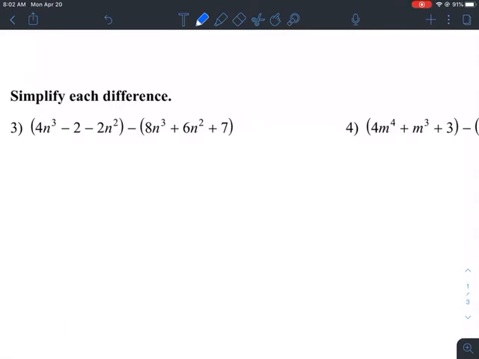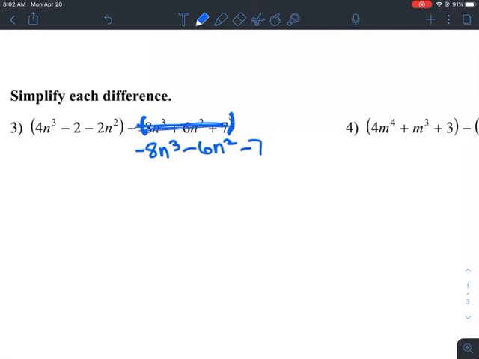With subtracting, the main difference is you have to do something called distributing the negative. It's very similar to the distributive property when you have a number outside parentheses and you have to make sure you multiply everything by it. So in this case, I have to make sure that everything in here is subtracted. So anything inside this second set of parentheses, the sign's going to flip. So that's going to become negative 8n cubed, negative 6n squared, and negative 7.